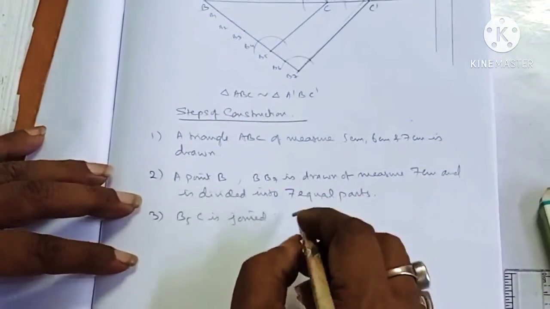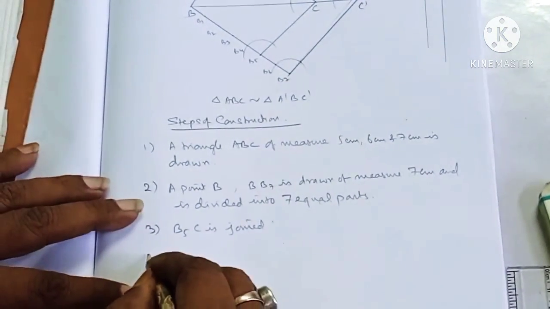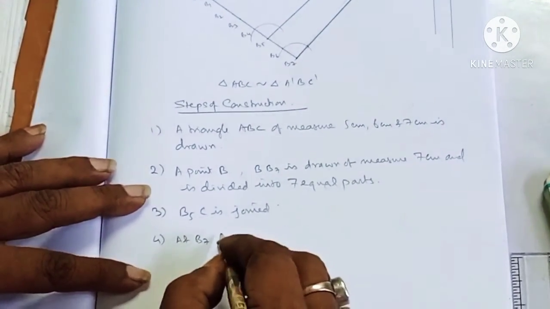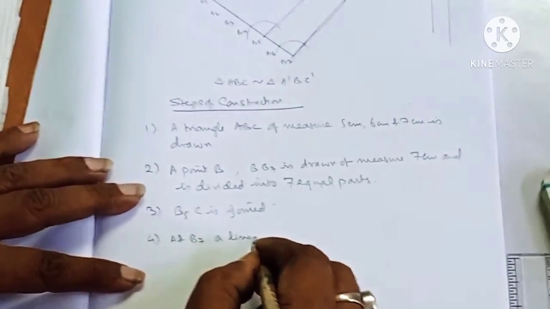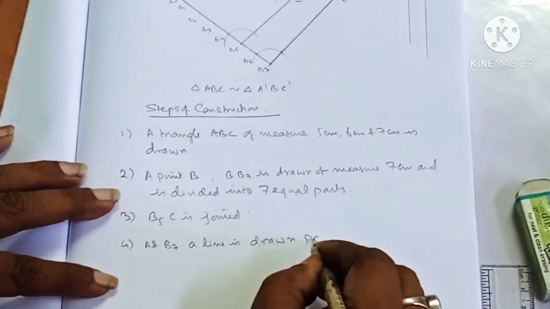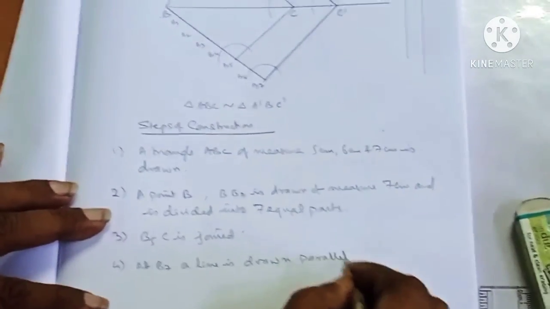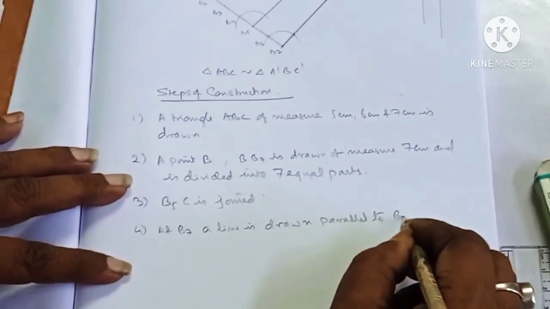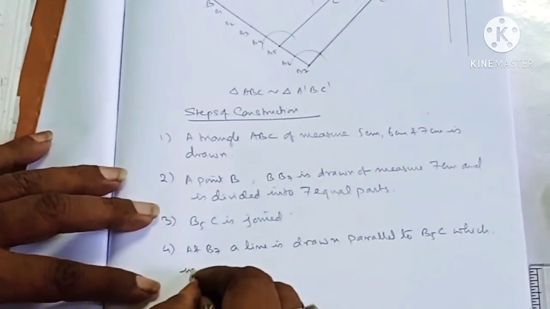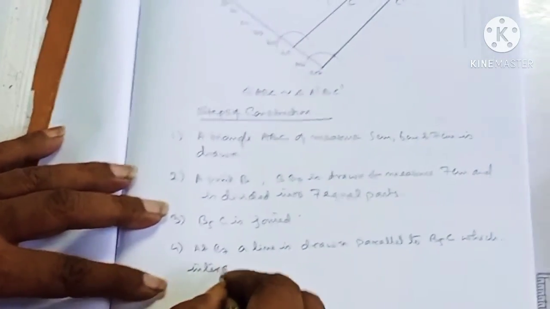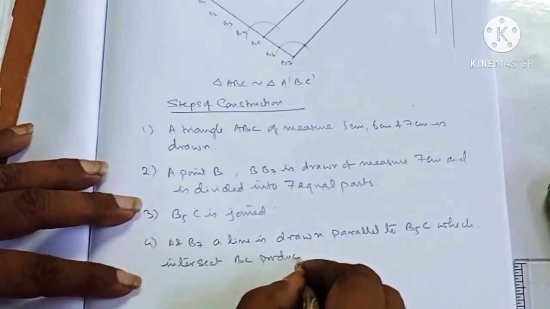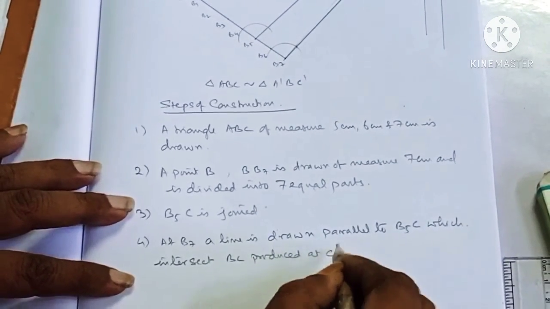B5C is joined. Fourth, at B7 a line is drawn parallel to B5C, which intersects BC produced at C dash.